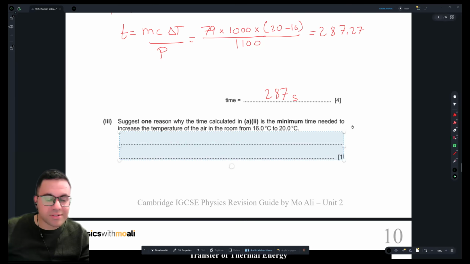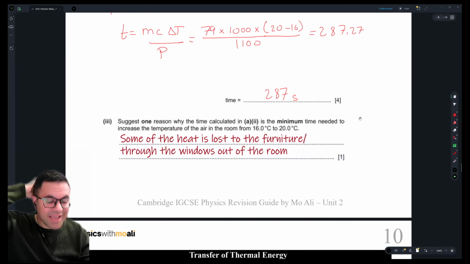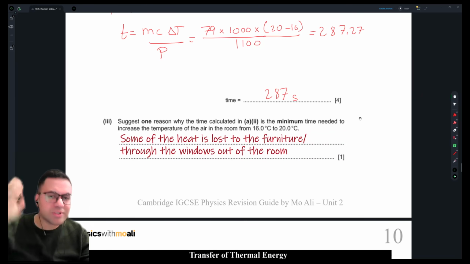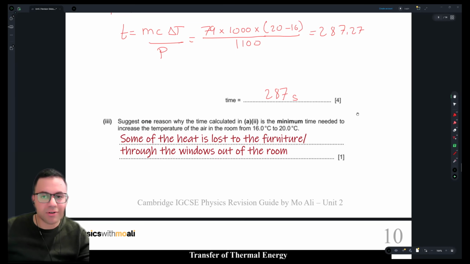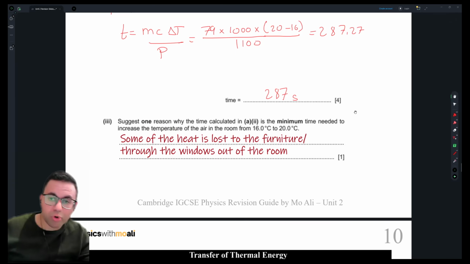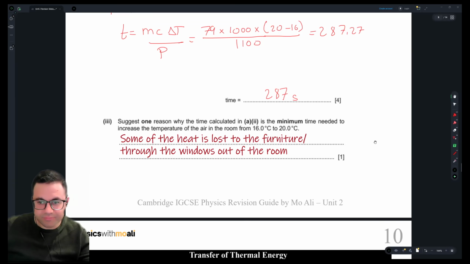So you don't always heat exactly what you think it is. Don't just use the word surroundings willy-nilly. Be specific. What do you mean by the surroundings? The surrounding air, the surrounding furniture, the surrounding walls, through the walls? Be specific. Okay.